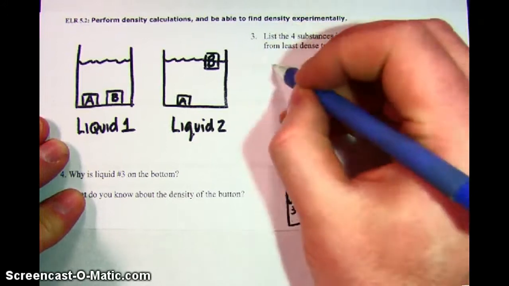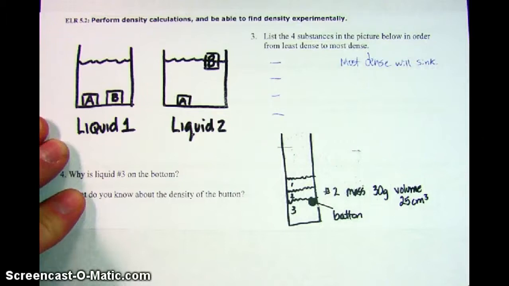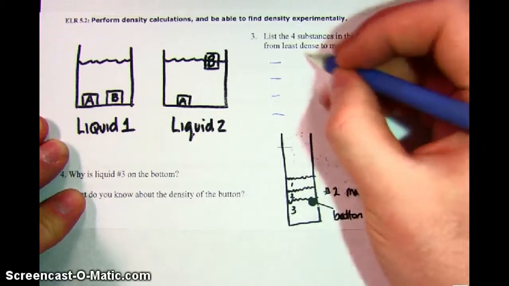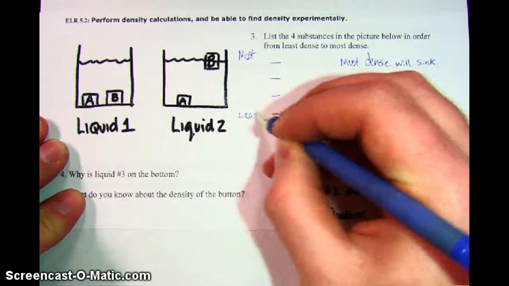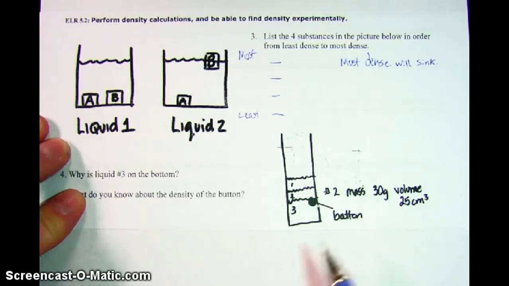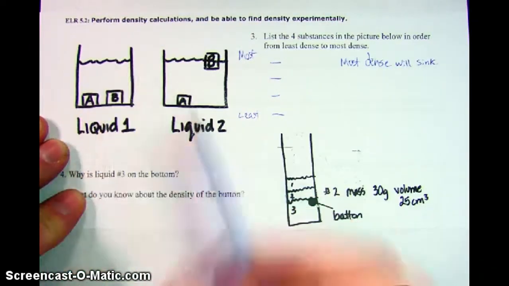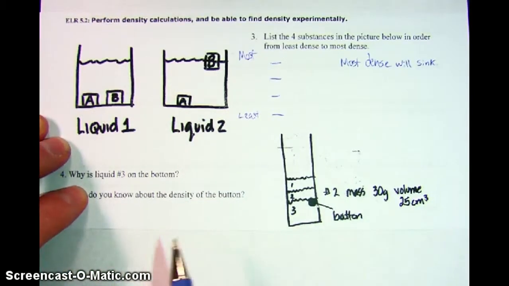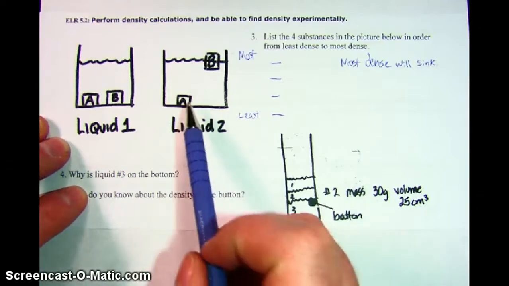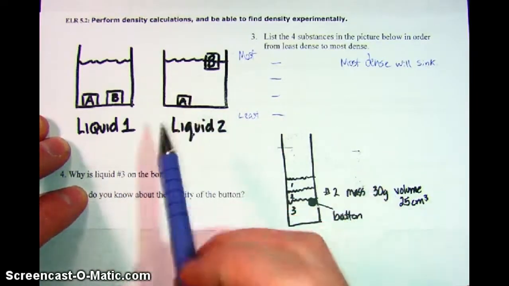I'm going to make some spaces here where I'm going to write my four answers, and up here I'm going to say is the most dense, and down here is going to end up being the least. So in looking at my pictures, I've got block A, block B, liquid 1, and liquid 2. And based on these two pictures, I can figure out what's going on in terms of density for all of them. The first place that I'm going to start actually is with the most dense, the thing that always sinks, and it looks like it's A.